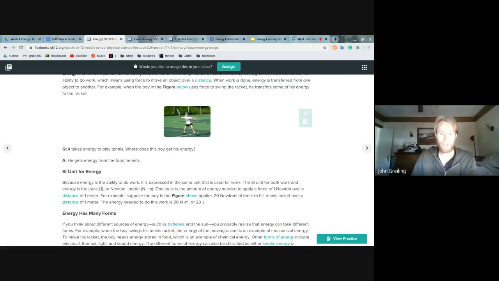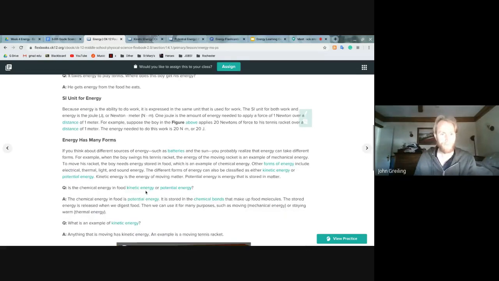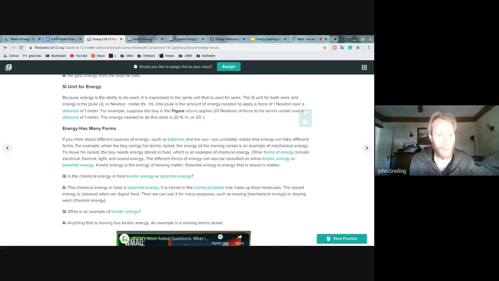For example, suppose the boy applies 20 newtons of force to his tennis racket over a distance of 1 meter. The energy needed to do this is 20 Newton meters or 20 joules. Energy has many forms. If you think about different sources of energy, such as battery and the sun, you probably realize that energy can take different forms. For example, when the boy swings his tennis racket, the energy of the moving racket is an example of mechanical energy. To move his racket, the boy needs energy stored in food, which is an example of chemical energy. Other forms of energy include electrical, thermal, light, and sound energy.